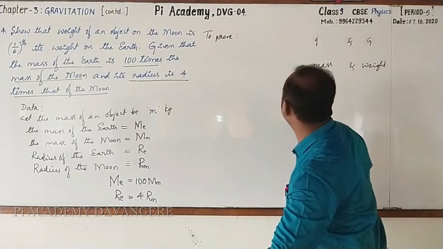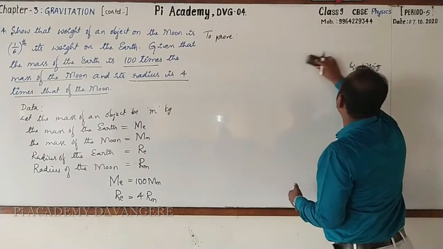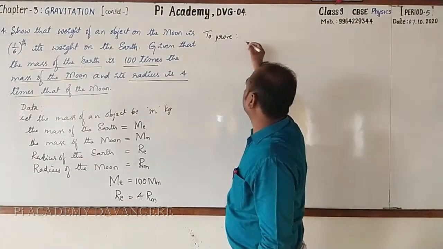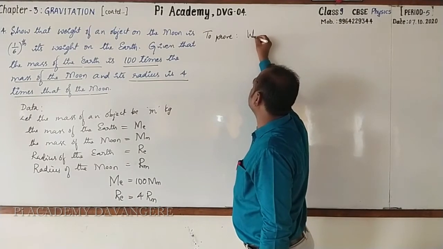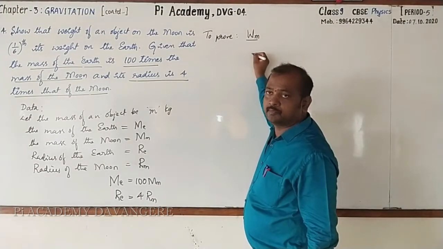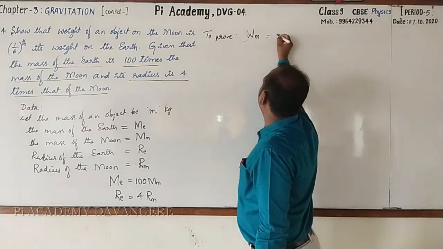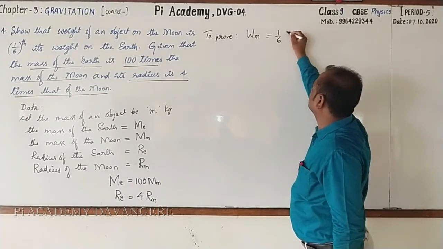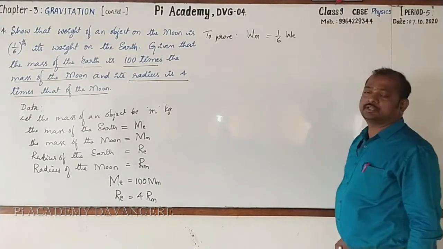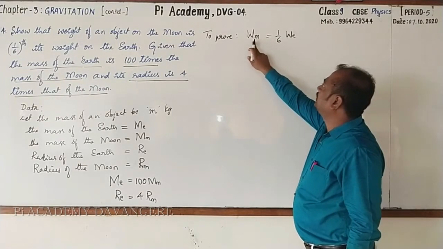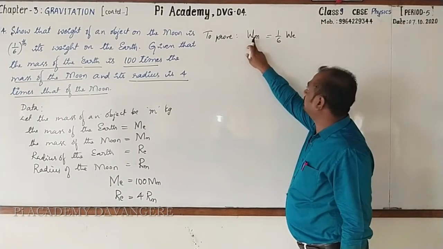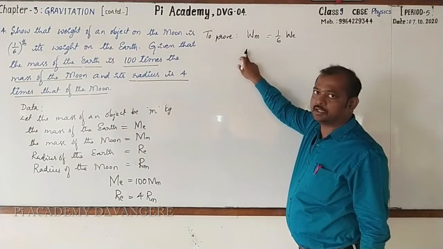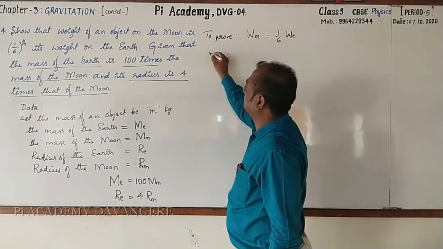With this information, we are going to prove that. What we have to prove? It is the weight of the object on the moon, let us take this as WM, is 1/6 the weight of the same object on the earth. That is 1/6 into WE. Then obviously we should find out WM, that is the weight of the object on the moon, by the weight of the object on the earth. Here, let me write the proof.